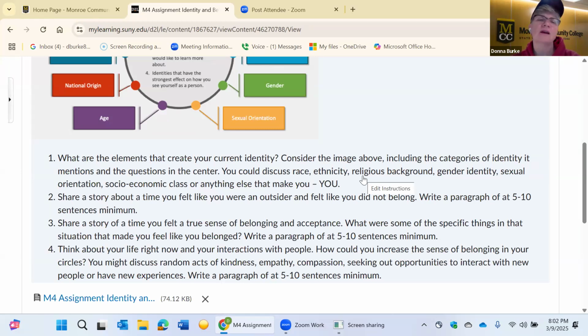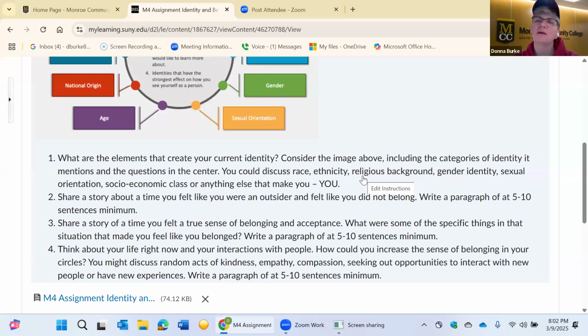And then 4, think about your life right now and the interactions you have with people. How could you increase your sense of belonging in your circles? You might discuss random acts of kindness, expressing empathy for others, compassion, seeking out opportunities to interact with new people or have new experiences. Think about your life right now and how you can enrich it by expanding your circles, by getting out of your comfort zone, by interacting with people that maybe you're not used to interacting with or who need to be interacted with.